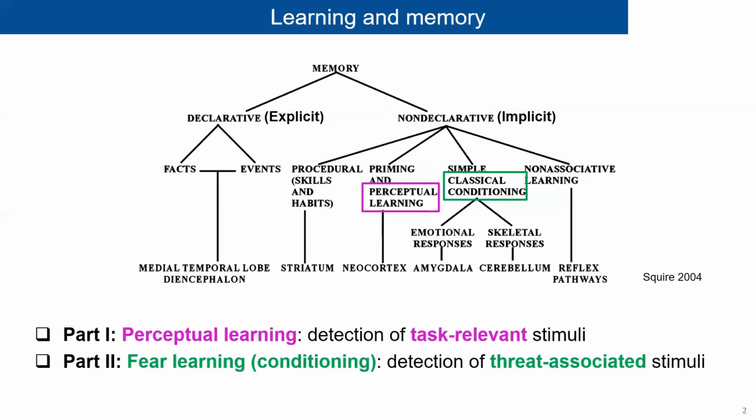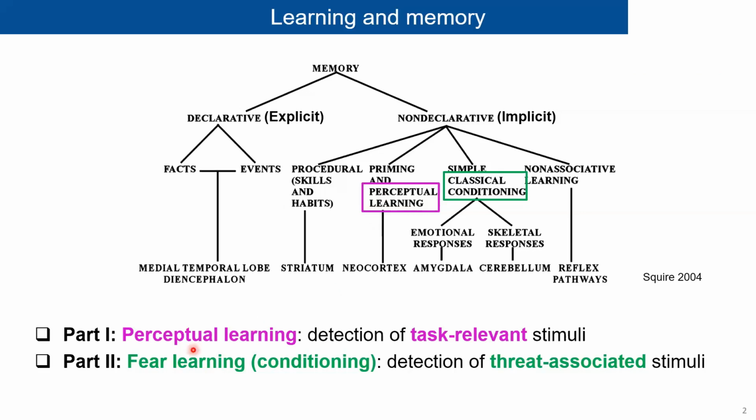Learning and memory can be classified into two large categories. One category is declarative or explicit, such as remembering some facts or events. The other category is non-declarative or implicit. The acquisition and recall of implicit memory usually don't reach our conscious awareness. So my talk will focus on two forms of implicit visual learning, namely perceptual learning and field learning.